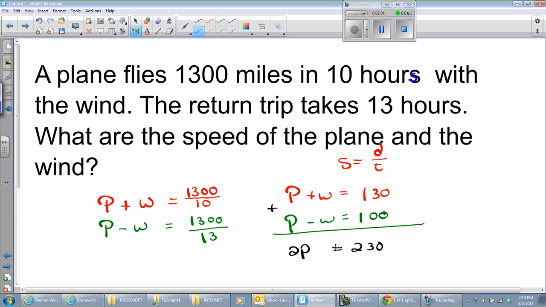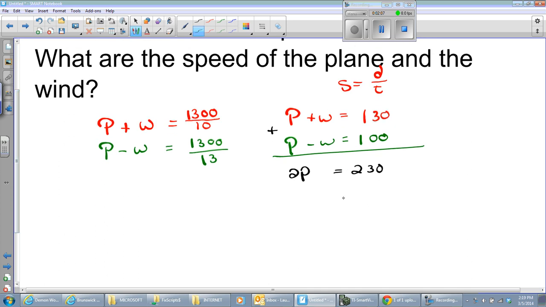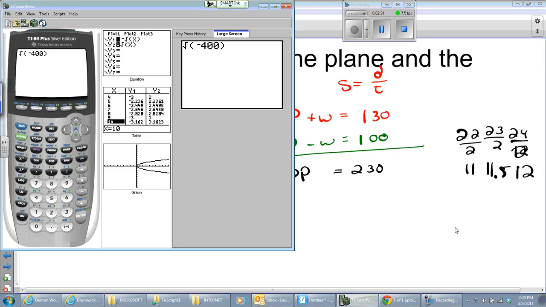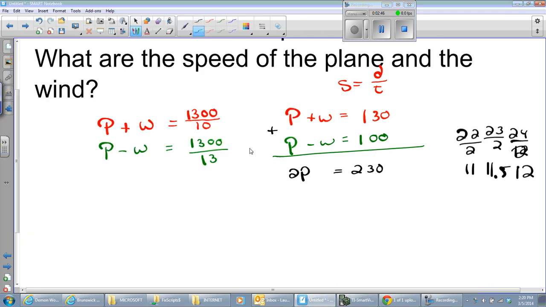Okay, and so, you know, half of 22 is 11, and half of 24 is 12, right? If I had half of 23, I get 11.5. That's interesting. Why would I be talking about that? Because 230 divided by 2 is 115. 11.5, 115. Coincidence? I think not.